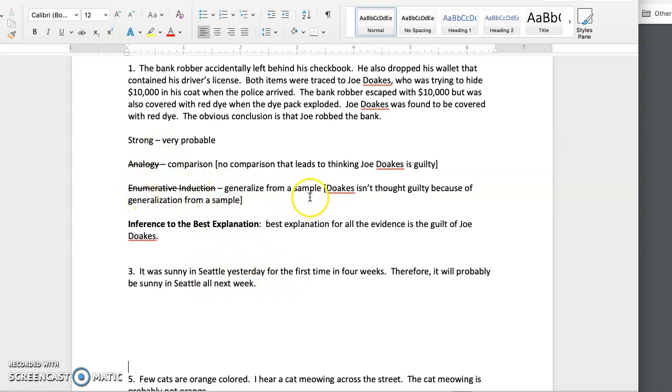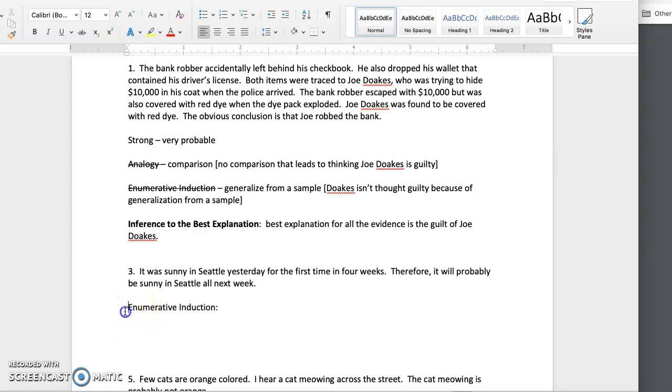Enumerative induction is when you generalize from a sample, and that is what seems to be going on here. Today was sunny, after 4 weeks of rain. So since today was sunny, probably all next week will be sunny. So this person is making a generalization based on a sample. So this is enumerative induction.